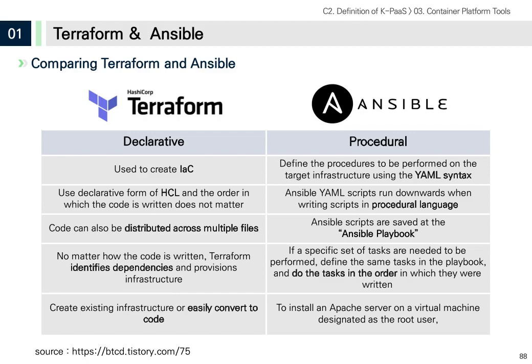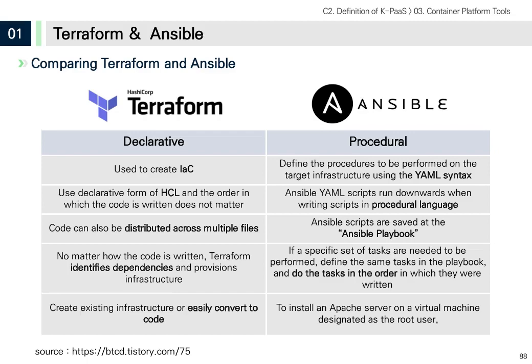Terraform uses HCL, HashiCorp configuration language, which is declarative, so the order in which the code is written doesn't matter, whereas Ansible YAML scripts are procedural and run downward as you write the script. Terraform stores Ansible scripts in Ansible playbooks, although code can be spread across multiple files. No matter how you write your code, Terraform identifies dependencies and provisions your infrastructure.